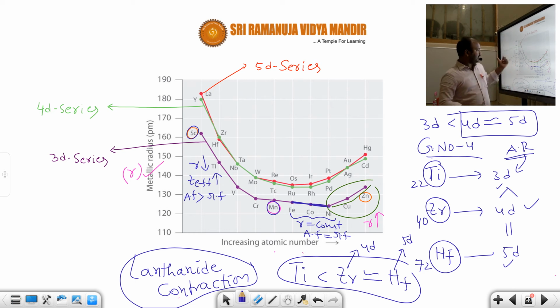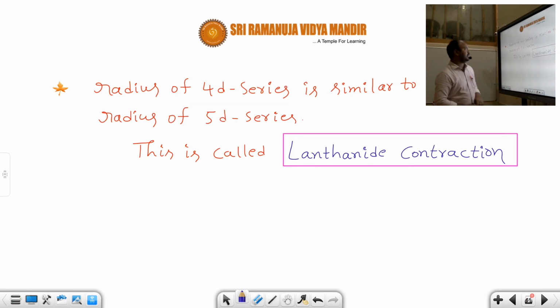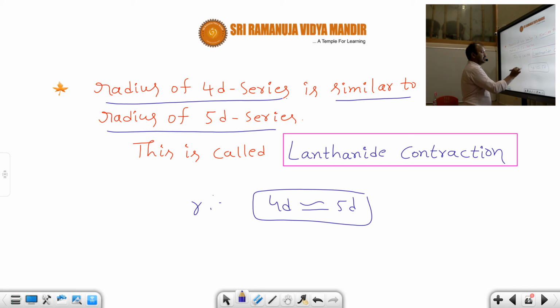We have already completed the 3D series, and why it shows exceptional cases: what happens in the initial part, the middle part, and the last part. Now I am going to give a lecture about the 4D and 5D series, and why they have almost similar atomic radius due to lanthanide contraction. It is a very important topic, and I will explain the reason. The radius of the 4D series is almost similar to the radius of the 5D series.